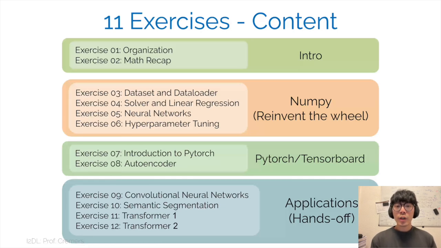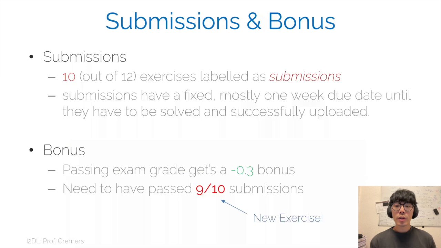Okay, so here are the submissions and the bonus. We have 12 exercises, but only 10 of them are submissions, which means that if you want to have your bonus, you need to finish and submit. So there are 10 submissions. If you want to get the bonus, which adds an extra 0.3 to your final exam grade, you need to finish at least 9 out of 10 submissions.